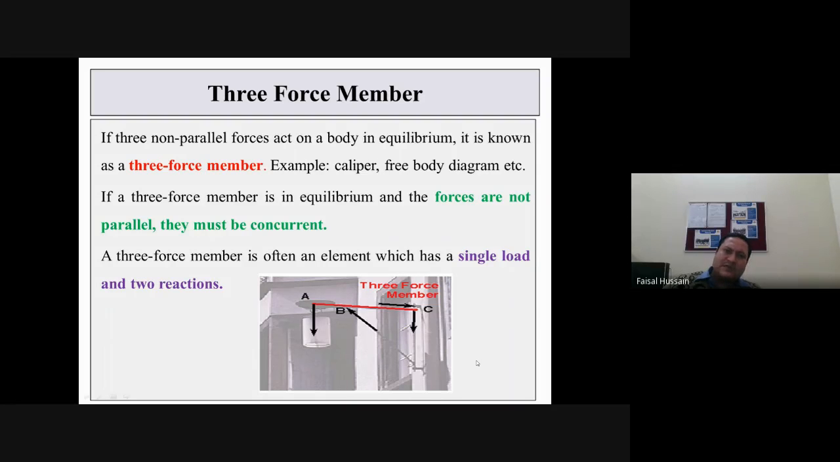If three non-parallel forces act on a body in equilibrium, then it is known as a three force member. Now here you can see that if such a member is in equilibrium, the forces are neither parallel but they must be concurrent. That is the important concept. A three force member is generally an element which has a single load and two reactions. There will be two reactions and a single load. If this condition is satisfied, then it comes under the category of three force member.